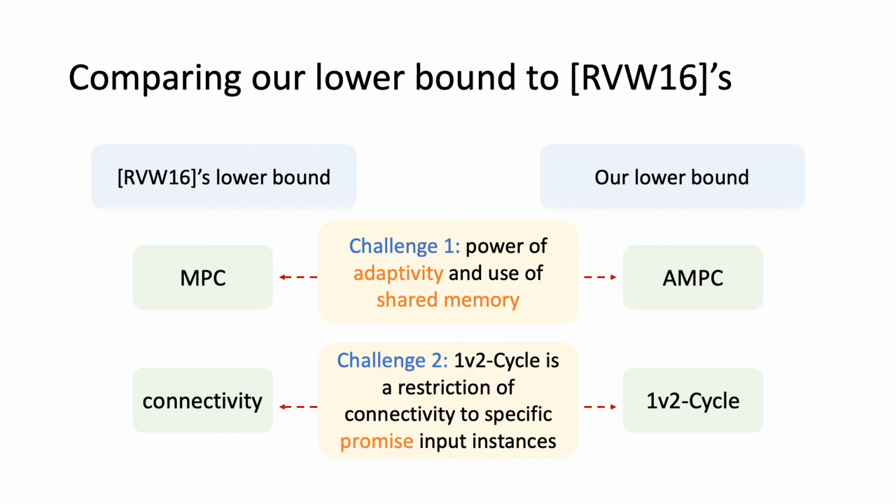The second way in which our bound extends RVW's is that the 1 versus 2 cycle problem is a promise problem. It's a restriction of connectivity to specific promise input instances, which is only a tiny fraction of all possible input graphs. RVW's lower bound does not apply to 1 versus 2 cycle and other promise problems.